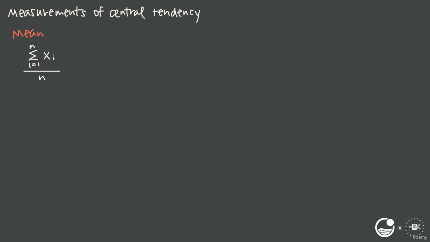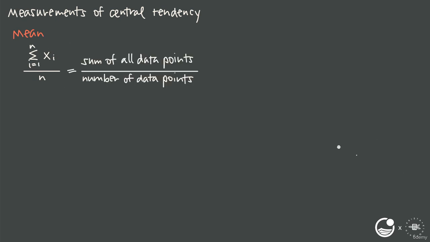or the arithmetic mean. And this here is the formula that we use to calculate mean, but really all this formula says is that we are to add up all of the data points in our data set, all the values in our data set, and then divide by the number of data points or the number of values that we have in the data set.